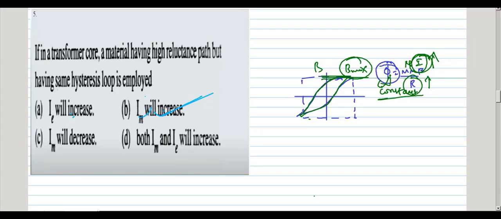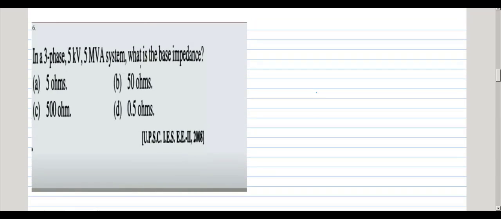Im is the magnetizing component of current. Okay, next question. Three phase 5 kV 5 MVA, the base impedance.